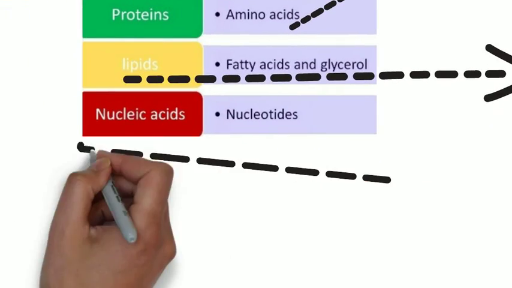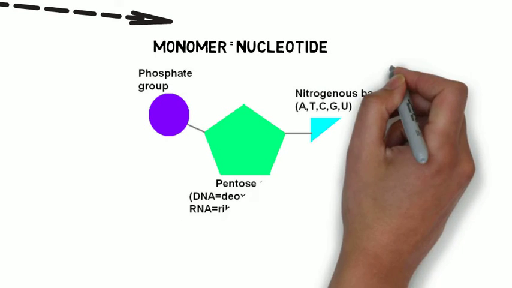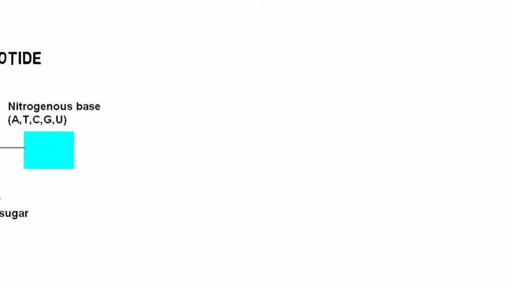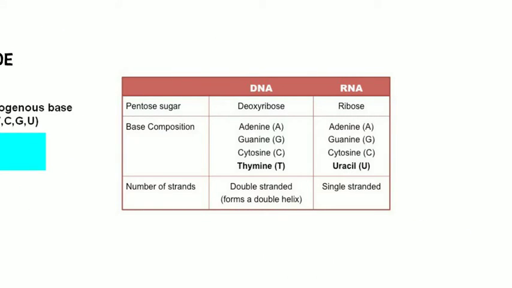Nucleic acids are made from monomers called nucleotides. A nucleotide has 3 parts: a 5-carbon sugar, a phosphate group, and a nitrogenous base. The 5-carbon sugar is either deoxyribose as in DNA or ribose as in RNA. In DNA, you have adenine, thymine, cytosine, and guanine as the nitrogenous bases. In RNA, you have adenine, uracil, cytosine, and guanine as the nitrogenous bases.